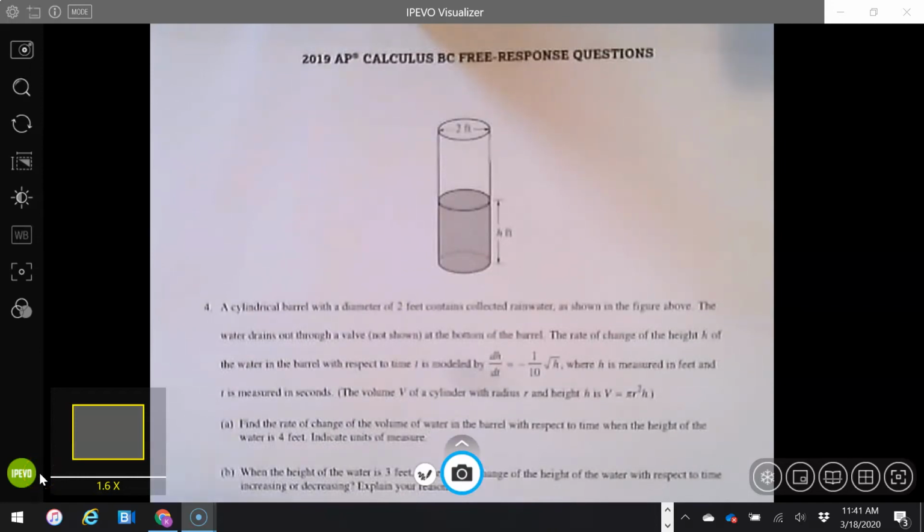All right, here we go. This is question number 4 from the 2019 Calculus BC exam. That means that it's a calculator inactive question, so put that calculator away. You're not going to get a chance to use it.